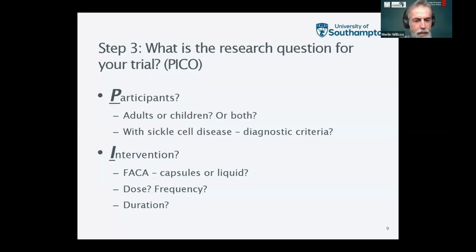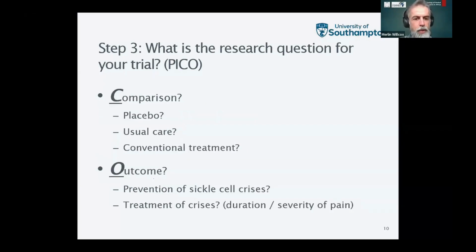Then the interventions. FACA comes as a capsule, it comes as a liquid. Which one do we want to use? What dose are we going to use? What frequency? For how long? All of these things need to be defined. And then compared to what? Do we want to compare it against placebo or against usual care or against a conventional treatment?